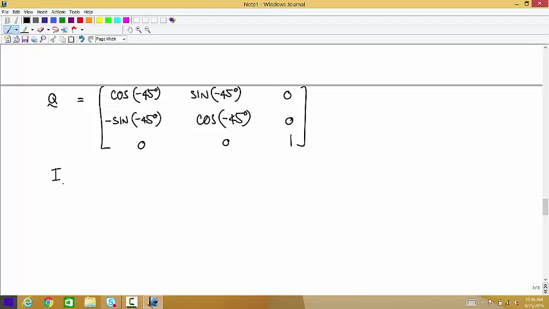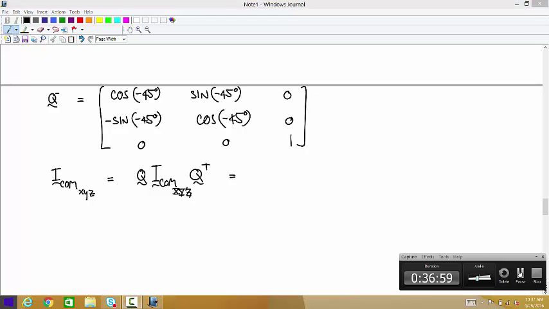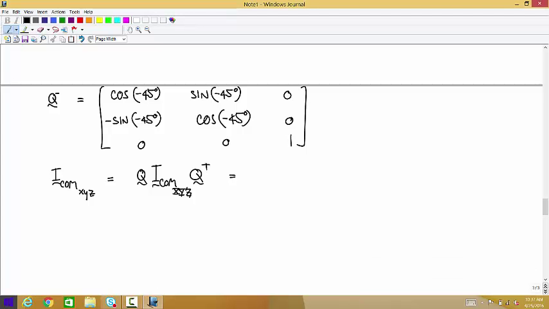So now the moment of inertia about the center of mass in the lowercase coordinate system is equal to Q times the moment of inertia about the center of mass in the capital coordinate system times Q transpose. And can someone calculate that? Okay, 0.09375. Like that. And then symmetry gives us these.